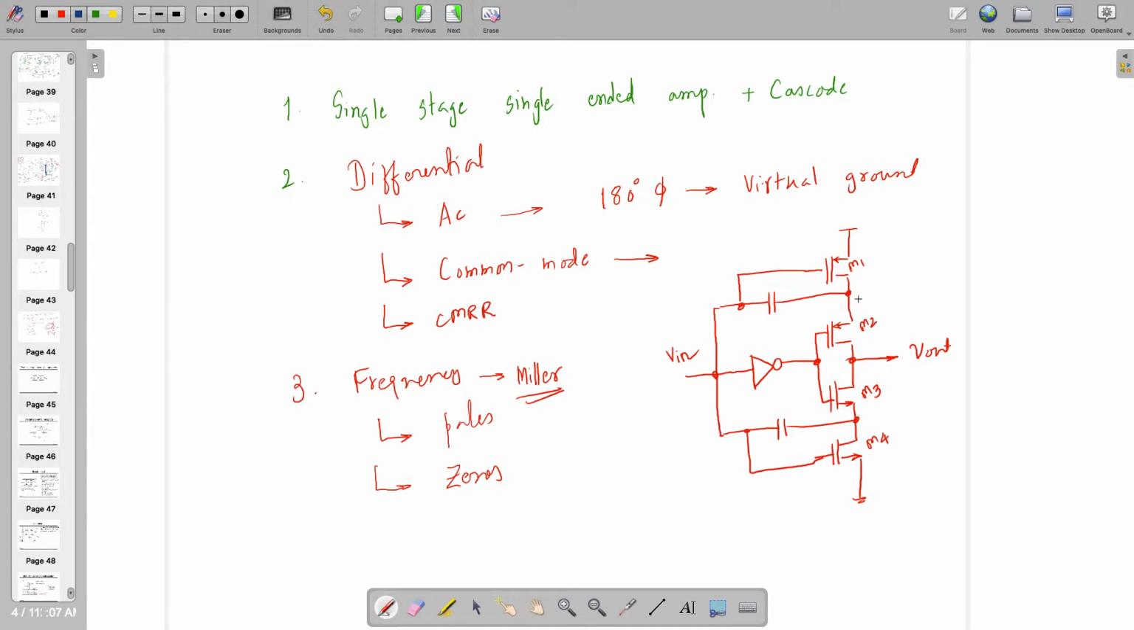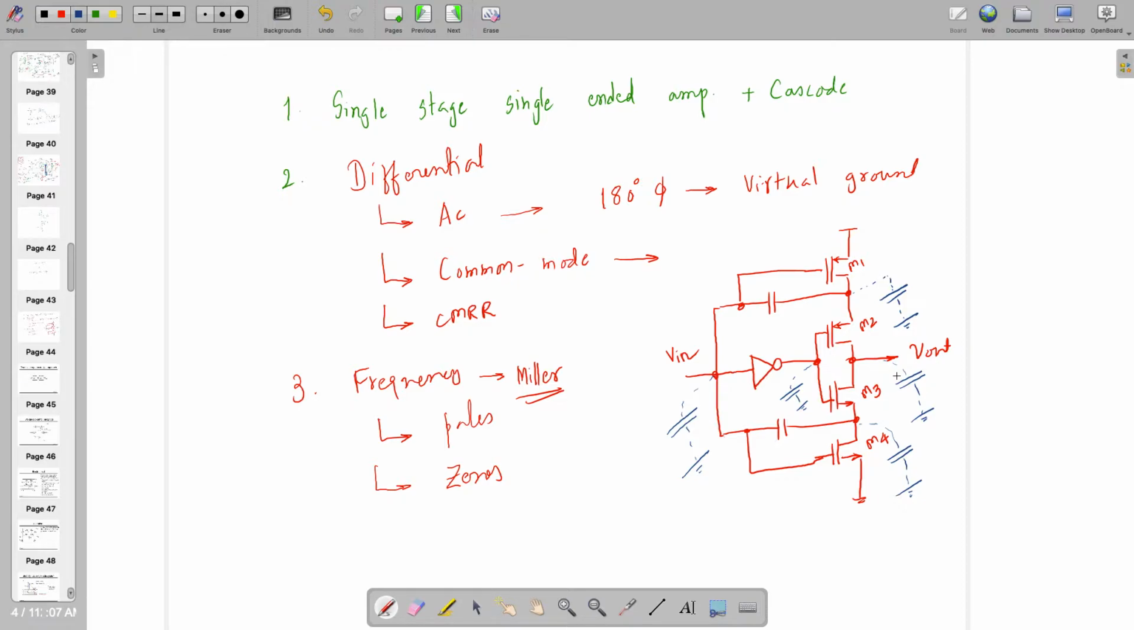One of the effective capacitors will be here. Right? Then one is here, one is here, one is here, one is here. If you solve this, you will get so many capacitors and so many poles you will see.